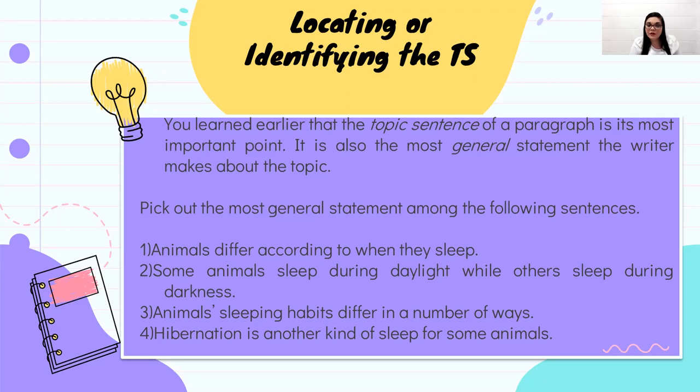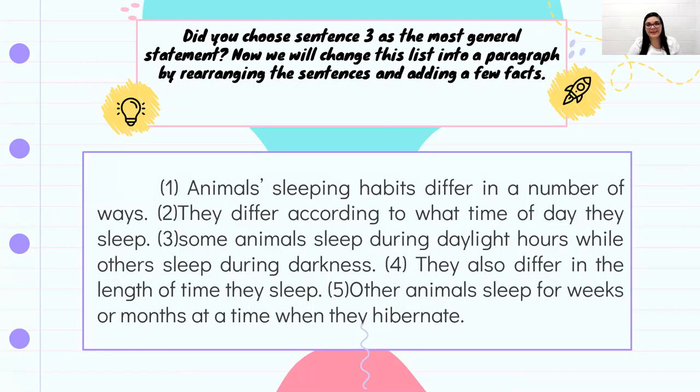The first one says, animals differ according to when they sleep. 2, some animals sleep during daylight while others sleep during darkness. 3, animal sleeping habits differ in a number of ways. 4, hibernation is another kind of sleep for some animals. If you had to choose one of the sentences to write a paragraph, which one do you think could work as a topic sentence? Think about it. All right. I didn't really give you much time, but did you choose sentence number 3 as the most general statement?